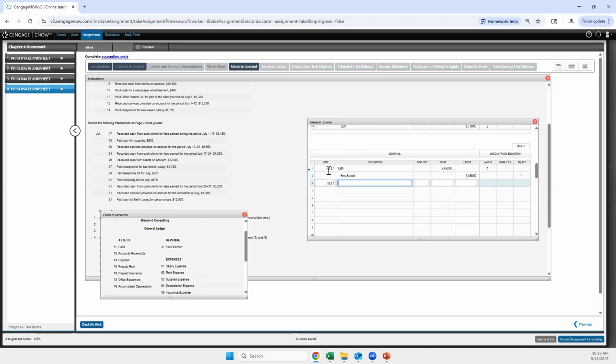July 18th, we have paid cash for supplies. So our debit is going to be to supplies for $600, credit to cash. July 20th, recorded services provided on account. So that's going to be an accounts receivable debit for 6,650, and then the other side of our transaction is revenue, which is fees earned.